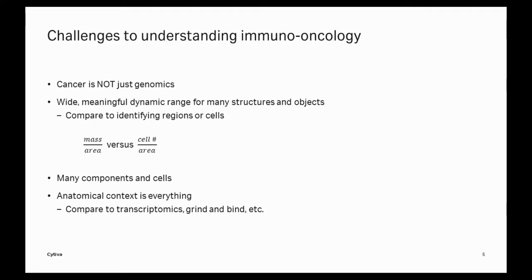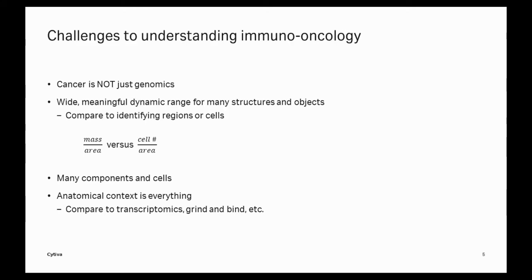So if we want to understand immuno-oncology, or the interaction of the immune system and cancer, we have to realize that cancer is not just a genetic disease. There also is a wide and meaningful dynamic range for many structures and objects that are important for understanding the interaction of not only the genetic defects within the cells, but also their interaction with the environment. So it's not enough to know how many cells I have per area. I also may need to know the intensity or the mass of staining per area.